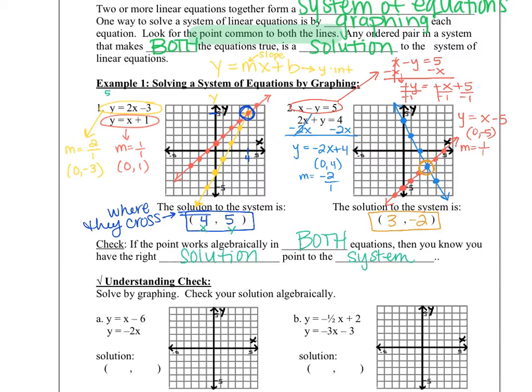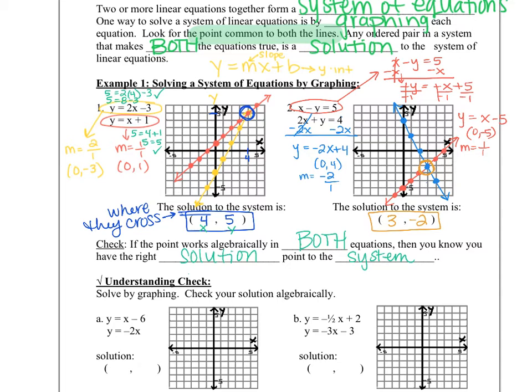So if we put 5 equals 2 times 4 minus 3, that is true. 5 equals 8 minus 3. So we got that one. We plug it into the bottom. It says 5 equals 4 plus 1, which again, 5 equals 5 is true. So you know it's going to work. Same thing on this side over here.